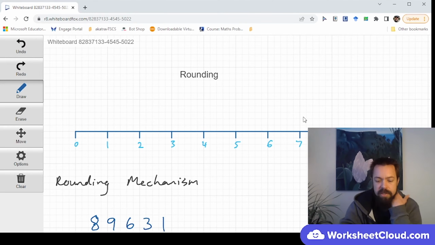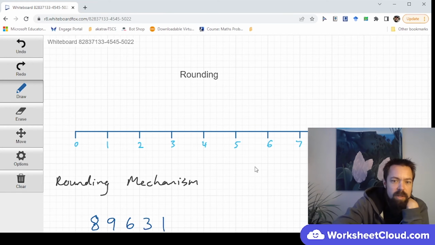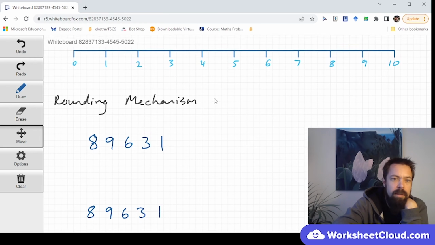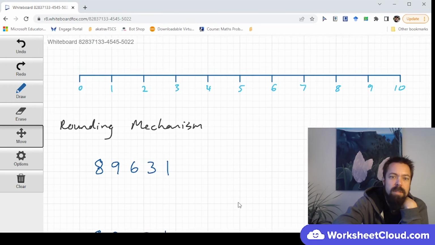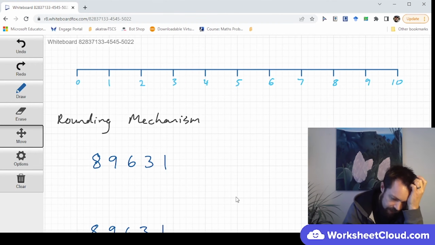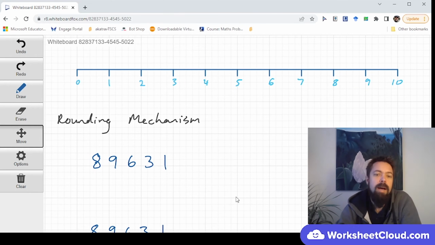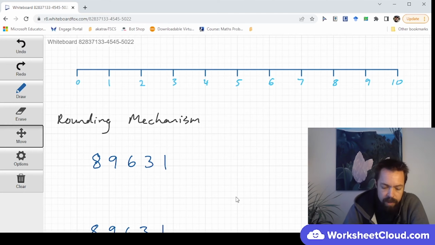So I've drawn my number line just to help us in case we need to refer to it. What I've got down here is I've written down the same number a few times, and we're going to round the same number off to different places in order to understand how the rounding mechanism works. Okay, so let's start with rounding to the nearest 10.